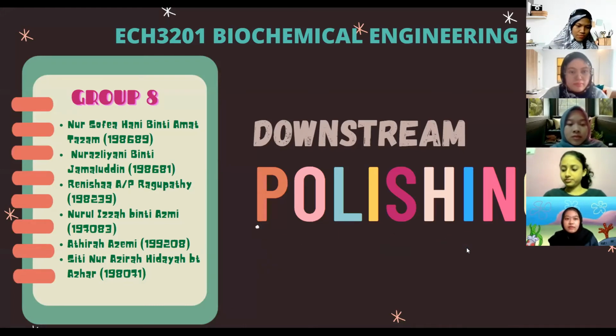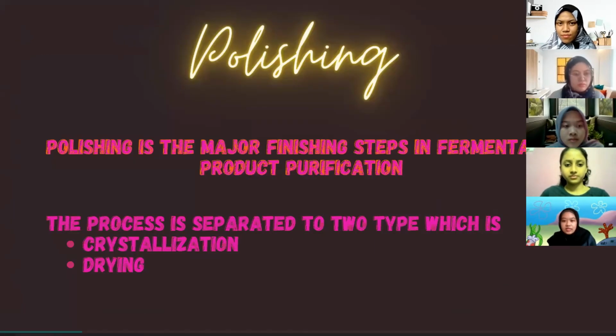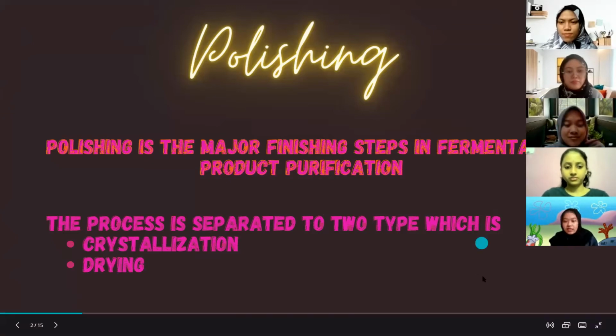Yusuf and Dr. Razif. This is our assignment for ECH3201 Biochemical Engineering, and we from Group 8 would like to present on downstream polishing. Polishing is the major finishing step in fermentation product purification. Therefore, this process is separated into two types, which are crystallization and drying. So next slide, I'll pass to the next presenter.